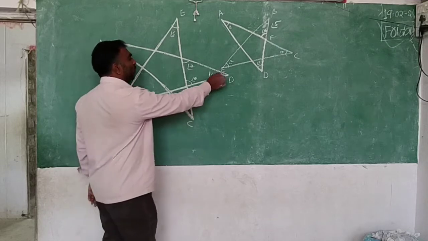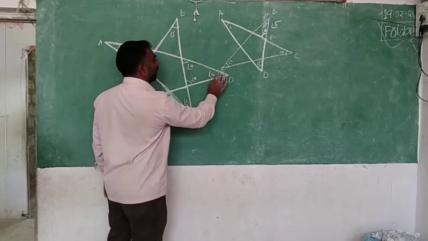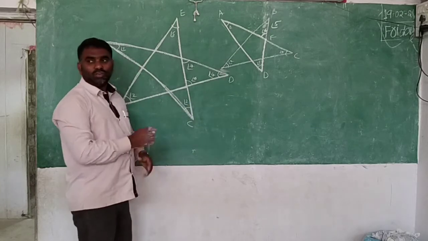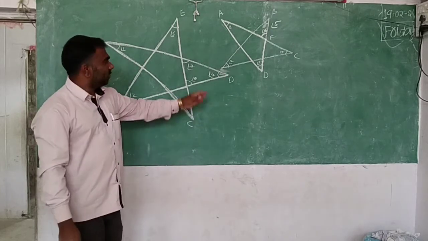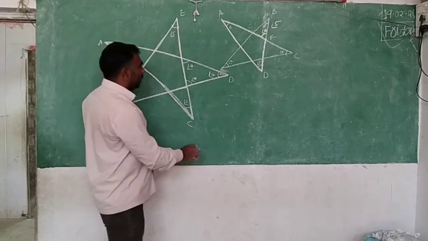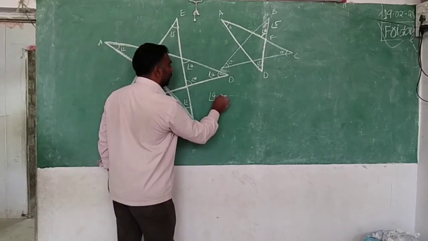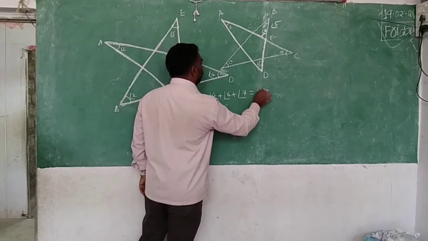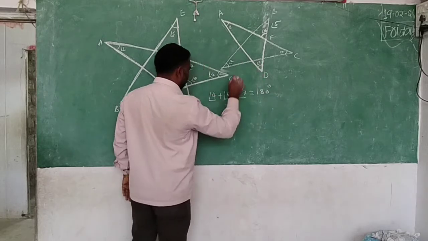In this triangle, what do you know? Three sides: 4, 6. Three angles, you know. The sum of the angles in a triangle is equal to 180. So angle 4 plus angle 6 plus angle 7 is equal to 180.